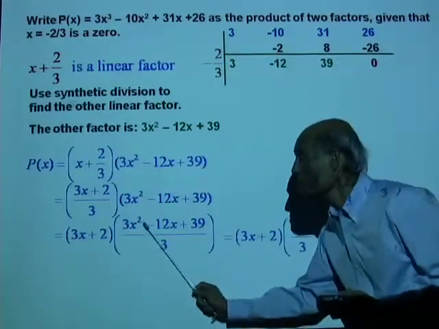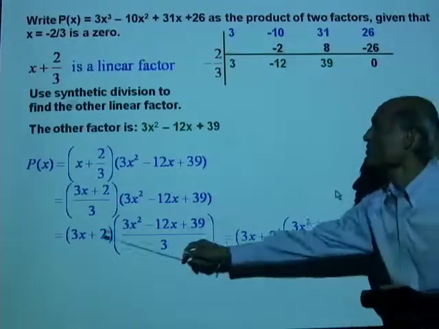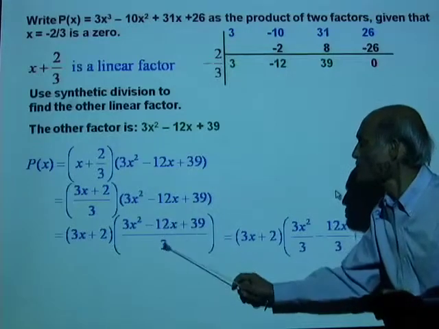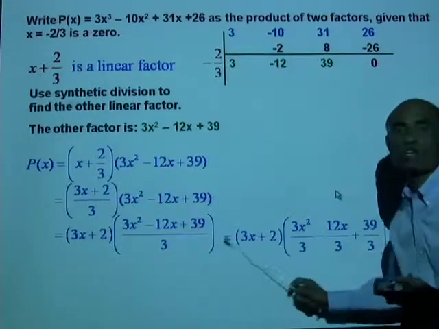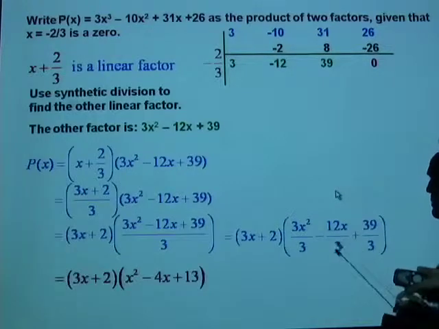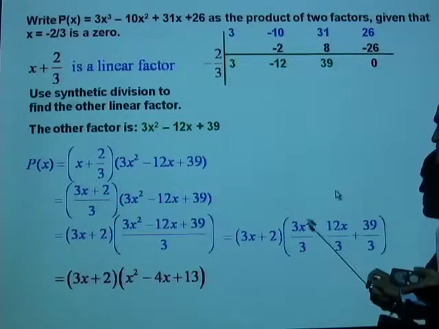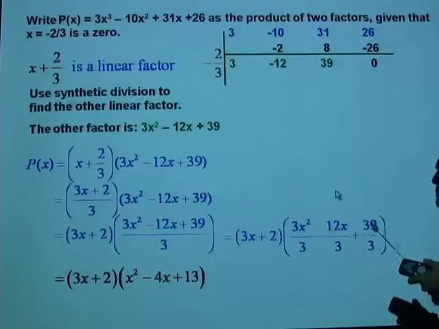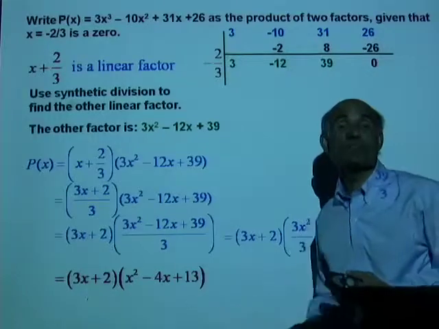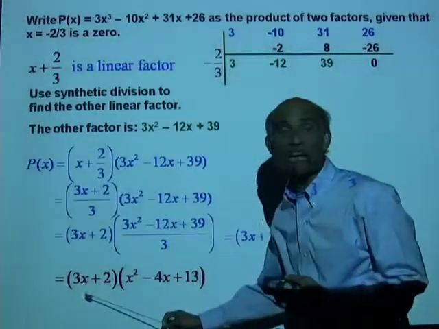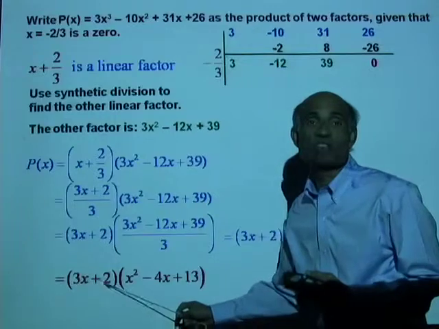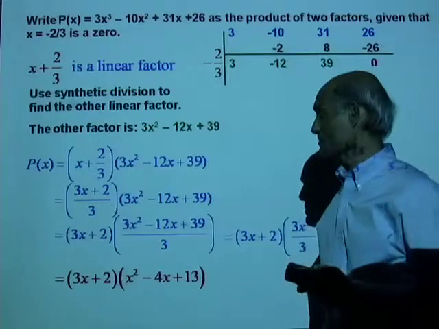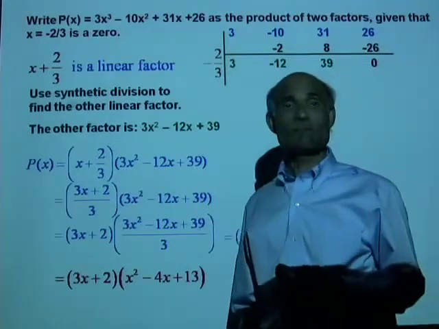Or you can do it like this. Split this into 3 terms. It'll be 3x plus 2 times 3x squared over 3 minus 12x over 3 plus 39 over 3. And that gives you 3x squared over 3 is x squared, minus 12x over 3 is 4x, plus 39 over 3 is 13. So our polynomial written as the product of two factors is 3x plus 2 times x squared minus 4x plus 13. Alright.